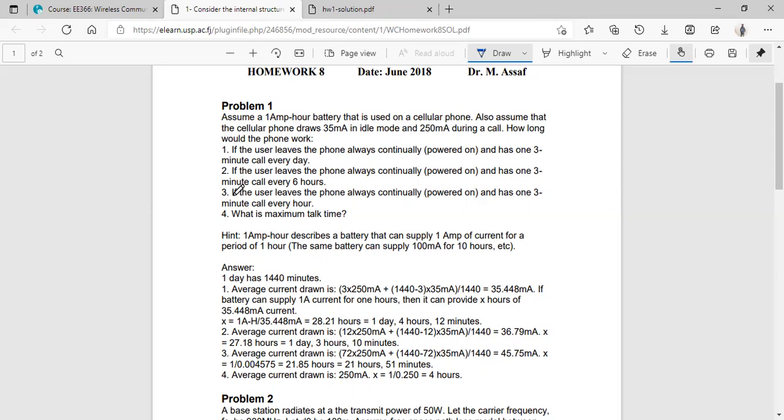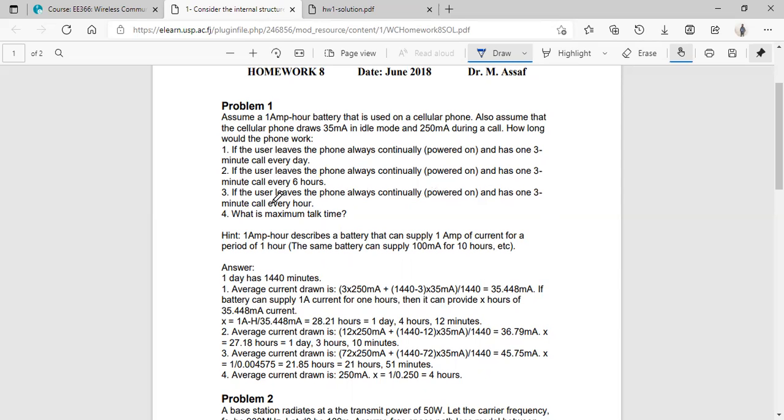Moving on to part 3 of this particular question. Again, it is the same thing, but now it's just broken down. There are different requirements for the core part, right? So moving on to part 3, if the user leaves the phone always continually powered on, basically the user leaves his phone on idle mode always, and has one 3-minute call every hour.